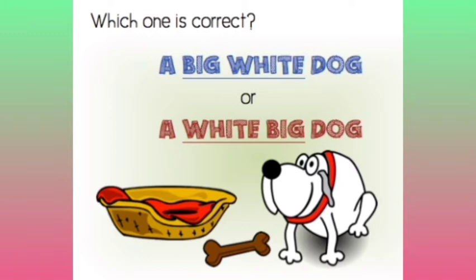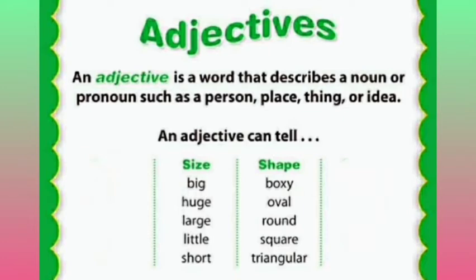Now, looking at this picture, which one is correct? I hope you have already guessed what we need to revise. A big white dog or a white big dog? I hope this is a little bit confusing, right? But don't worry, this is not at all confusing. You will learn it and revise it in a better way, so that you can easily answer which one is correct: either a big white dog or a white big dog. Just have a look at the next slides.